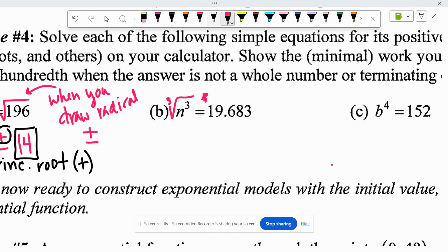I need to take the cube root. So on your calculator, you have, let me turn mine on.